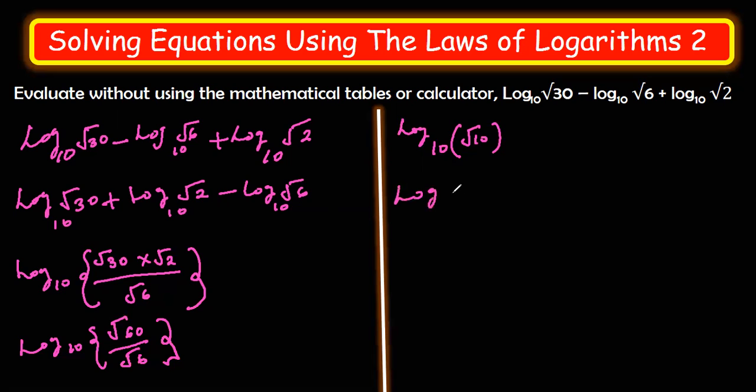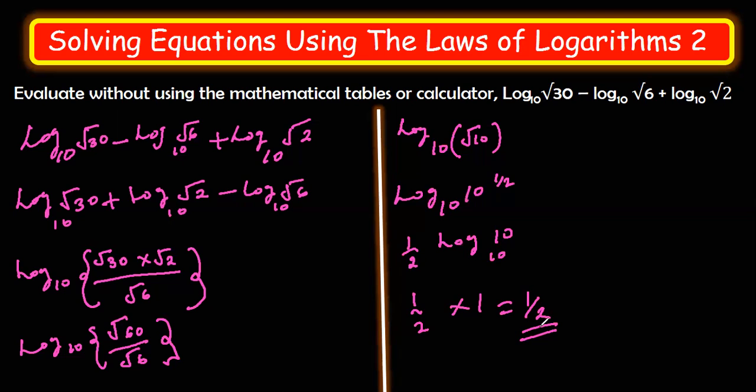Then let's change this. This is going to be 10 raised to the power of half, and then the power is going to multiply the log according to the power law. So log 10 in base 10. When a log is in its own base, it is equal to 1. So basically we're having 1 over 2 times 1 here, which is equal to half. So this is the answer to this problem.